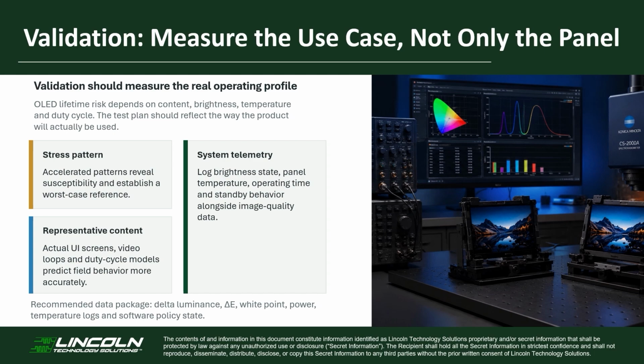System telemetry should be recorded alongside image quality measurements. That includes brightness state, panel temperature, operating time, standby behavior, and software policy state. A complete data package might include delta luminance, color difference, or delta E, white point, power, temperature history, and the status of mitigation policies. This links the visual result to the operating conditions that created it.